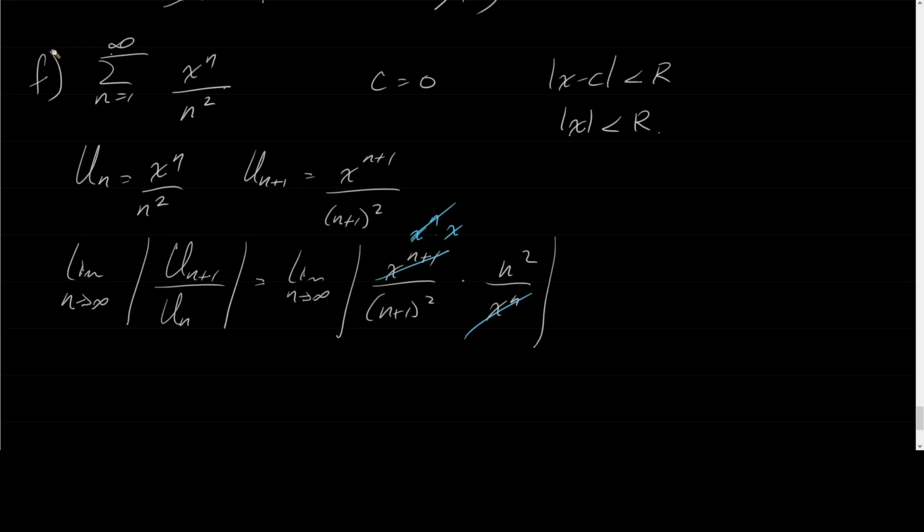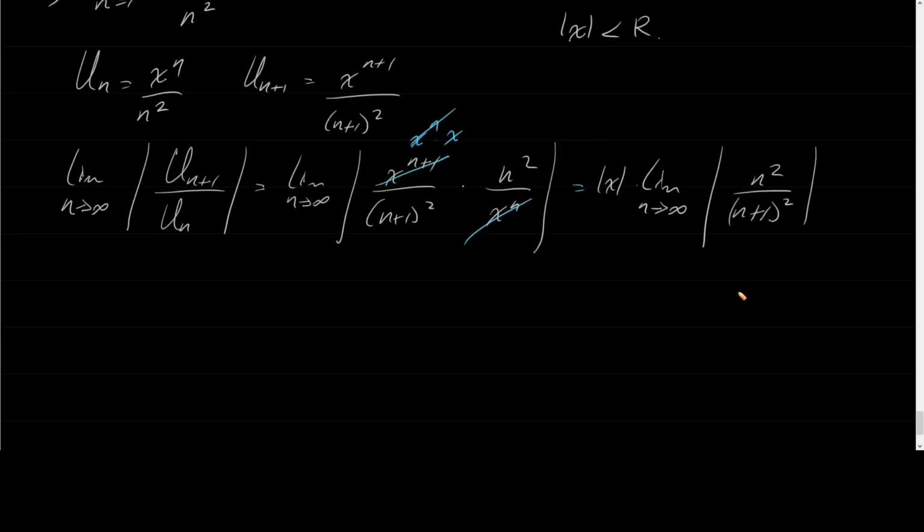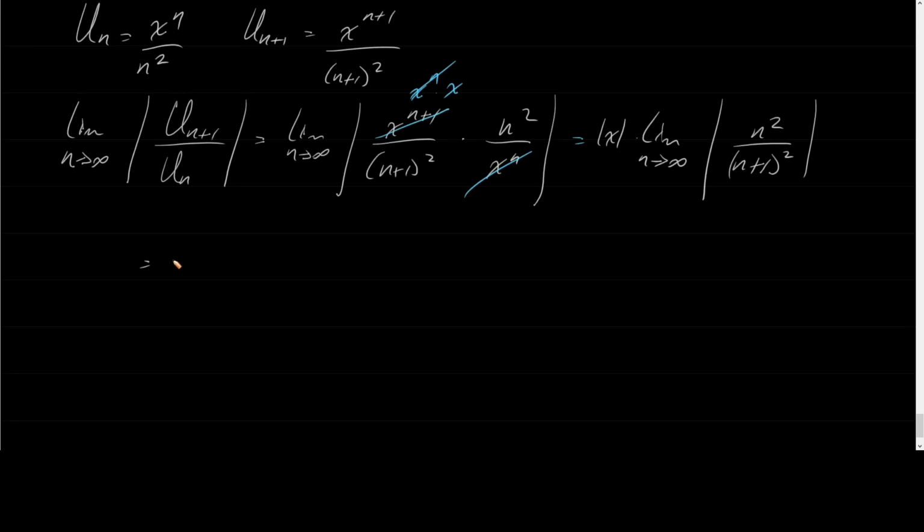And in here, let's see. This x is not being affected by the limit, so we can take it out of the limit. So I have the absolute value of x times the limit as n goes to infinity of the absolute value of n squared over n plus 1 squared. Let's see what we can do there. Well, I have both the numerator and the denominator being squared, right?